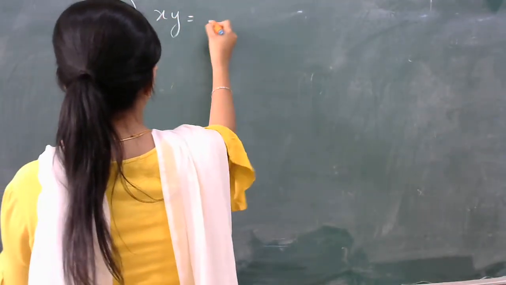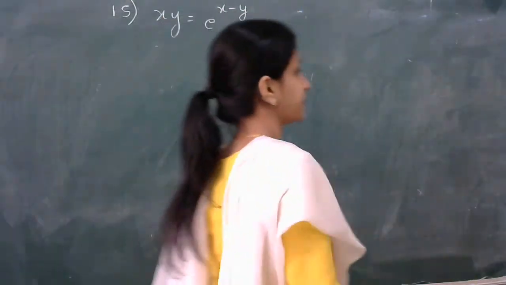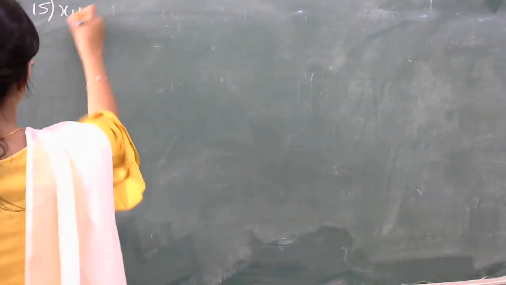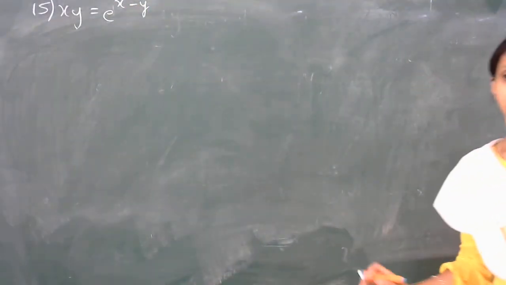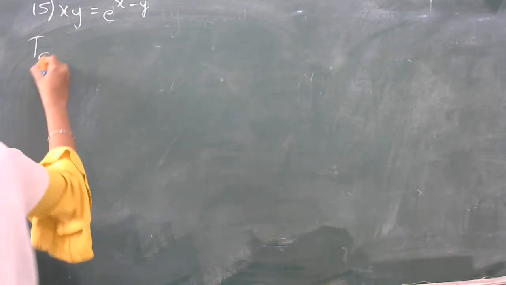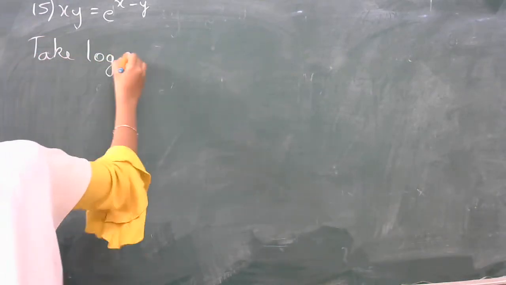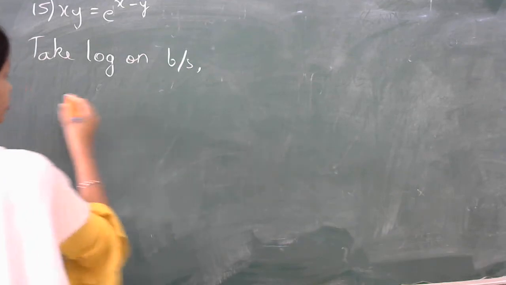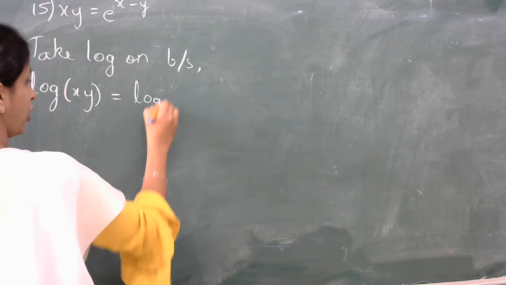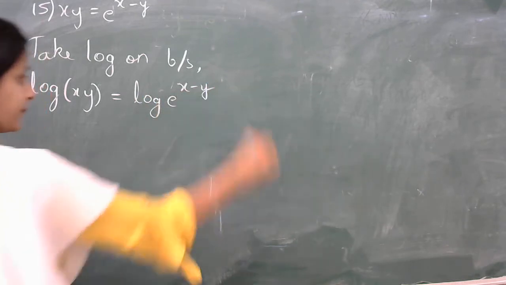xy is equals to e to the power x minus y. Now how to solve this? See, students, here also what we will do is, we will take log on both sides. So if you take log on both sides, what will you get? Log xy is equals to log e to the power x minus y.